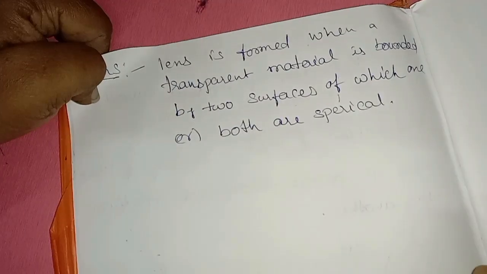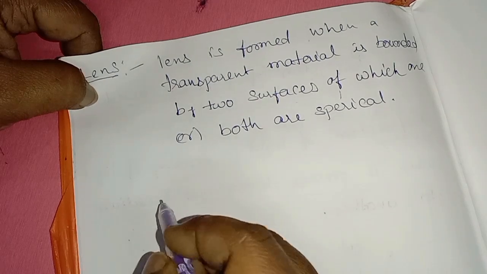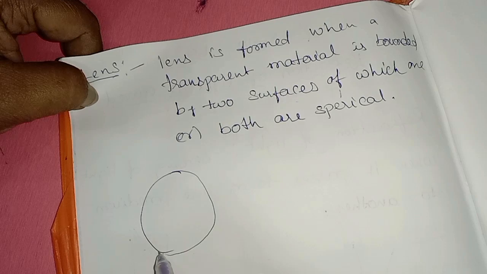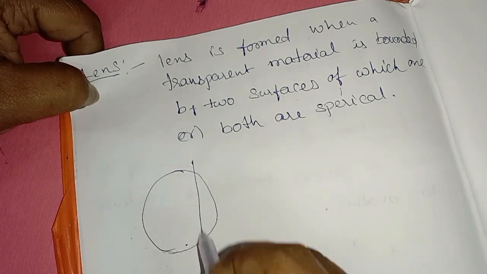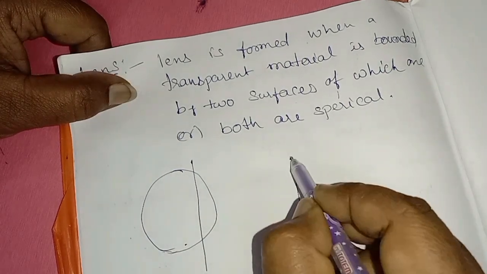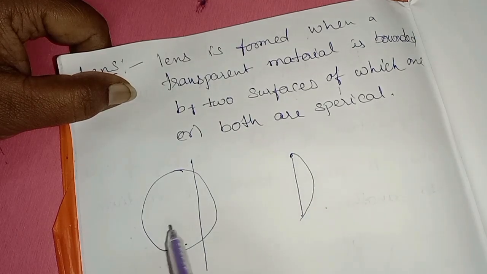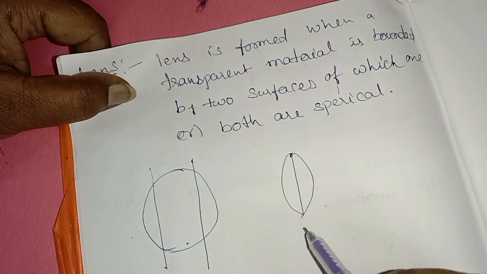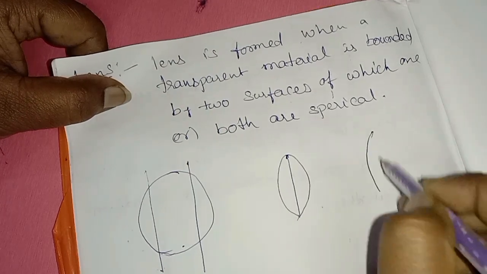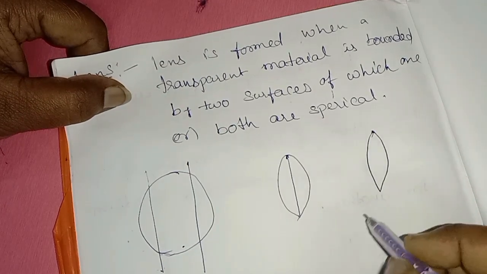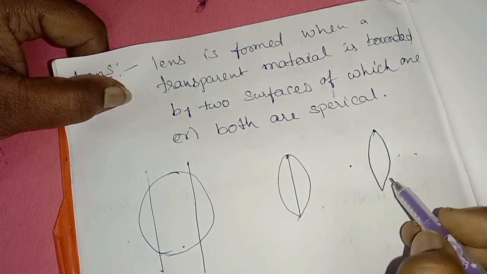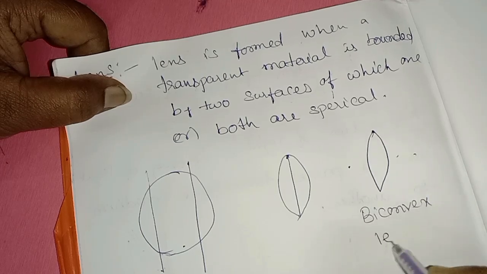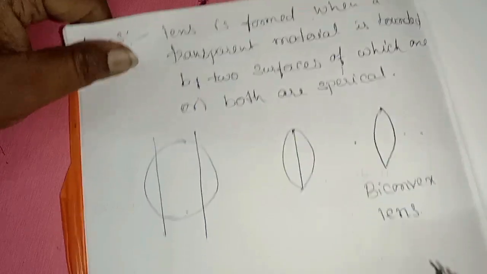From where do we get this spherical transparent material? Suppose I have a sphere-shaped glass ball. If I take one part of this, what will I get? Like this. One more spherical part is taken like this from the sphere, and the two are bounded together. What will you get finally? A lens in this form. Both the sides are convex, so it is a biconvex lens.